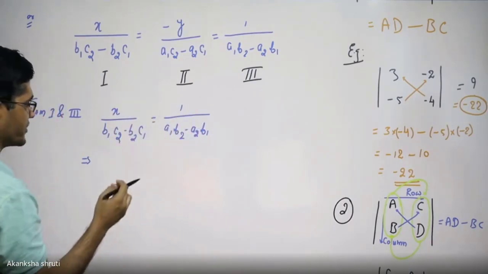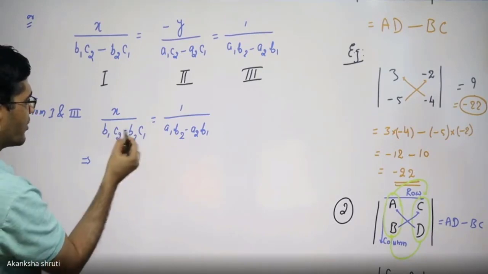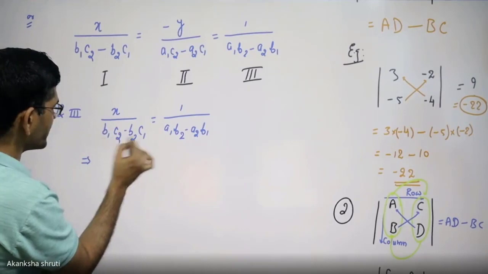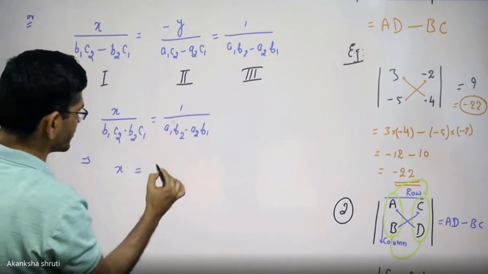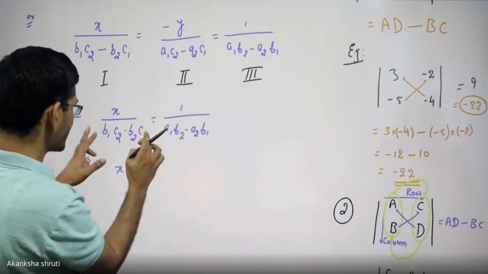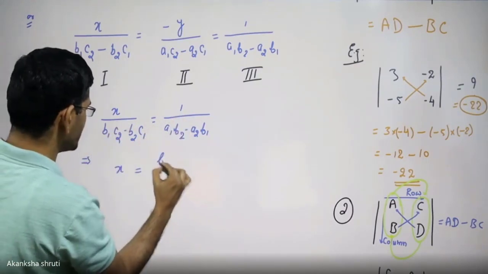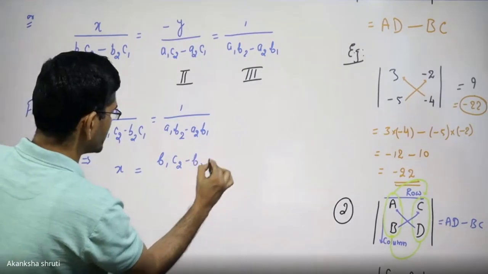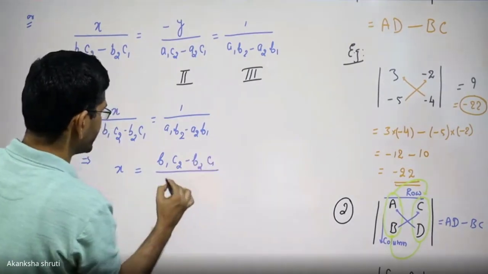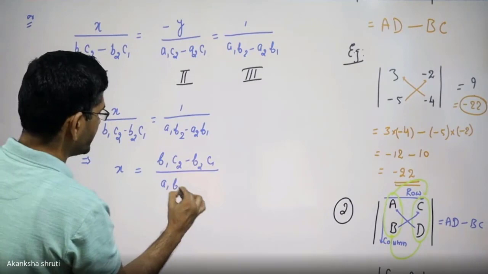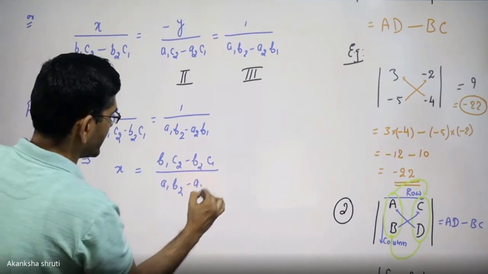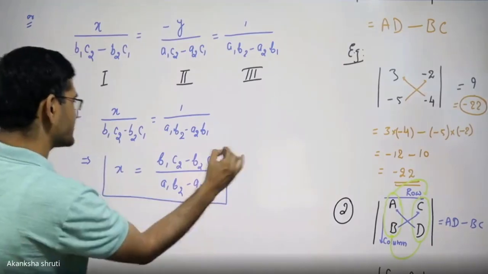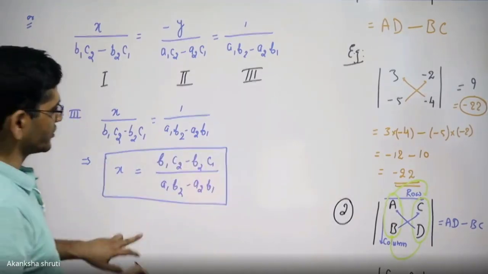We can go for the cross multiplication, or this x can be determined by sending this term in the denominator of x to the numerator on the right hand side. 1 multiplied by this term, it will remain as it is: (B1C2 minus B2C1) divided by (A1B2 minus A2B1). So this is how the value of x that we have determined in just 1 or 2 steps.